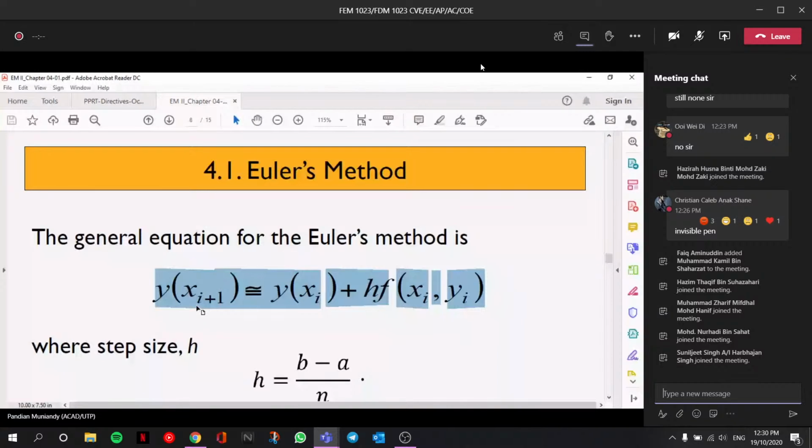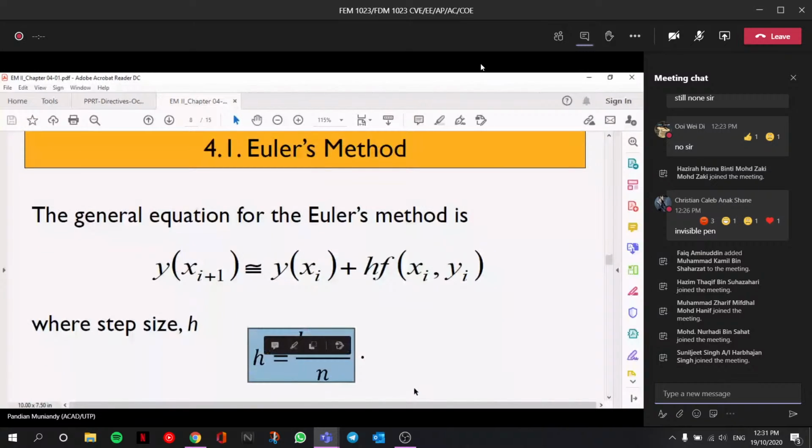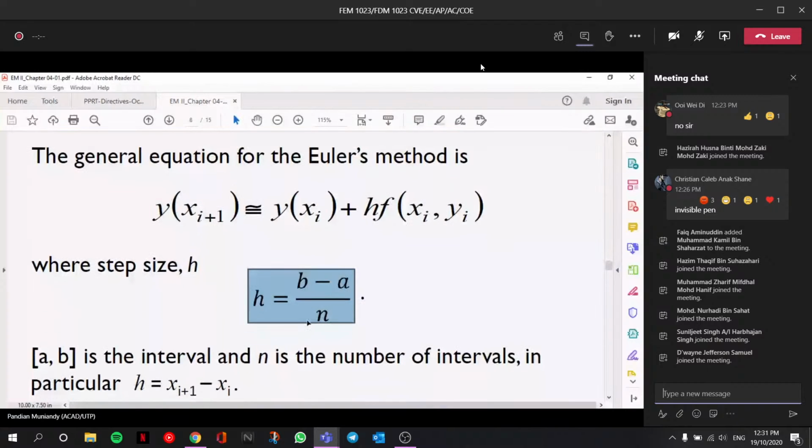So you must understand the meaning of this equation: y(x_{i+1}) equals y(x_i) plus h f(x_i, y_i) with step size h. So h equals (b minus a) divided by n. What is b? What is a? What is n? h is called the step size. I highlight here: step size.